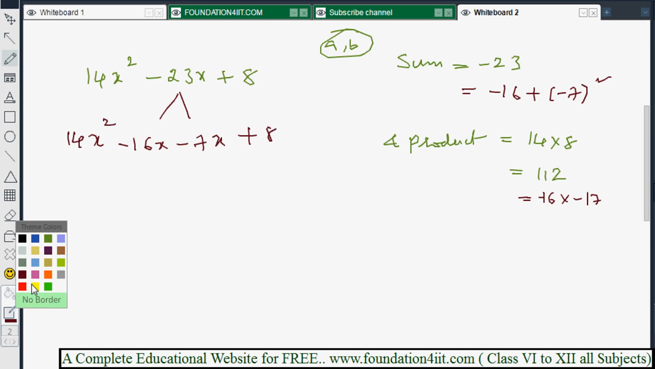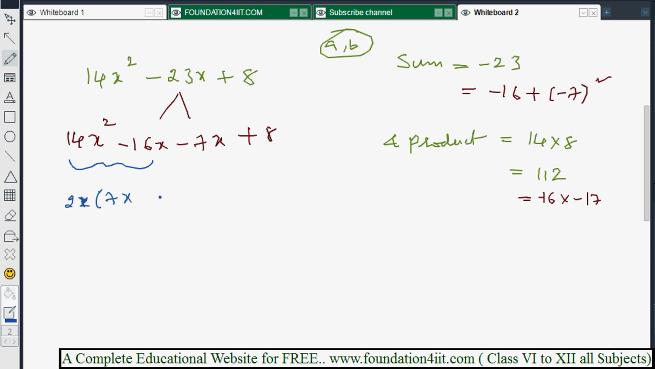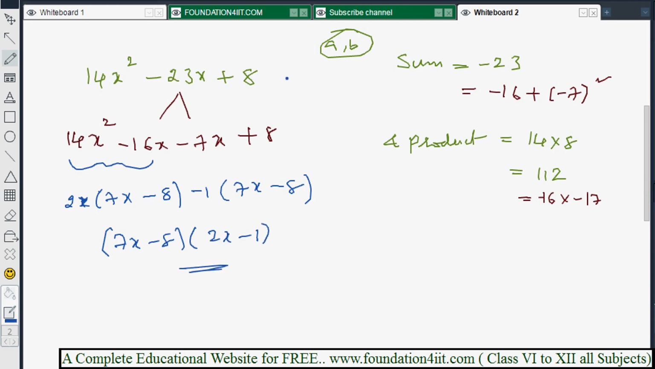Now take the HCF of the first two terms and the last two. For the first two terms, the maximum common factor you can take is 2x. If you take 2x common, that gives 7x, because 2 sevens are 14, and here 8. And there is no common factor in the last two, so just take minus 1 common. So 7x minus 8, because of the minus 1 taken common. Then 7x minus 8 is a common multiplier, a polynomial, and 2x minus 7 is another polynomial. So a product of polynomials: if you are able to write any given trinomial this way, that is nothing but factorization, right?